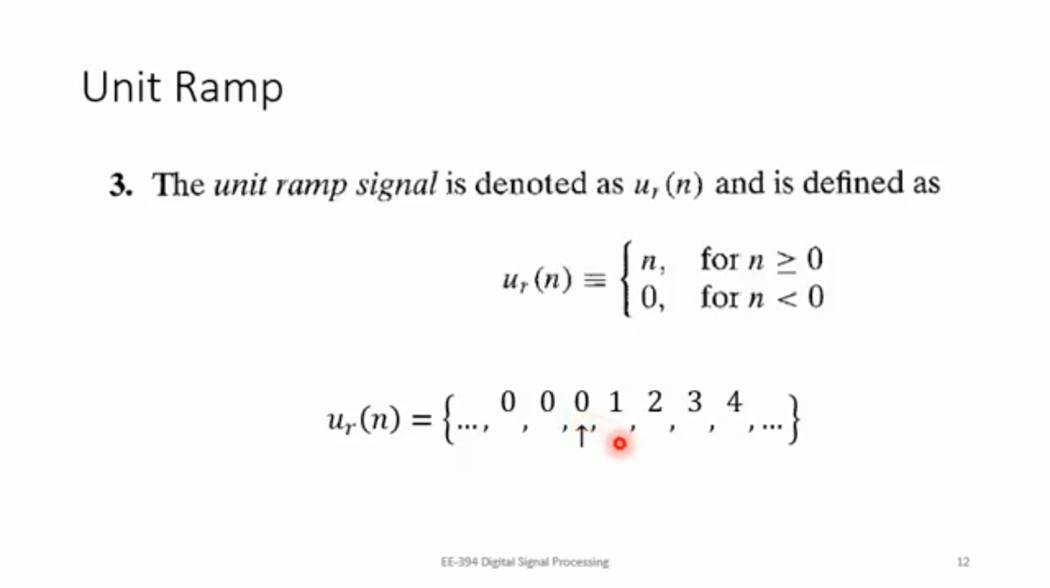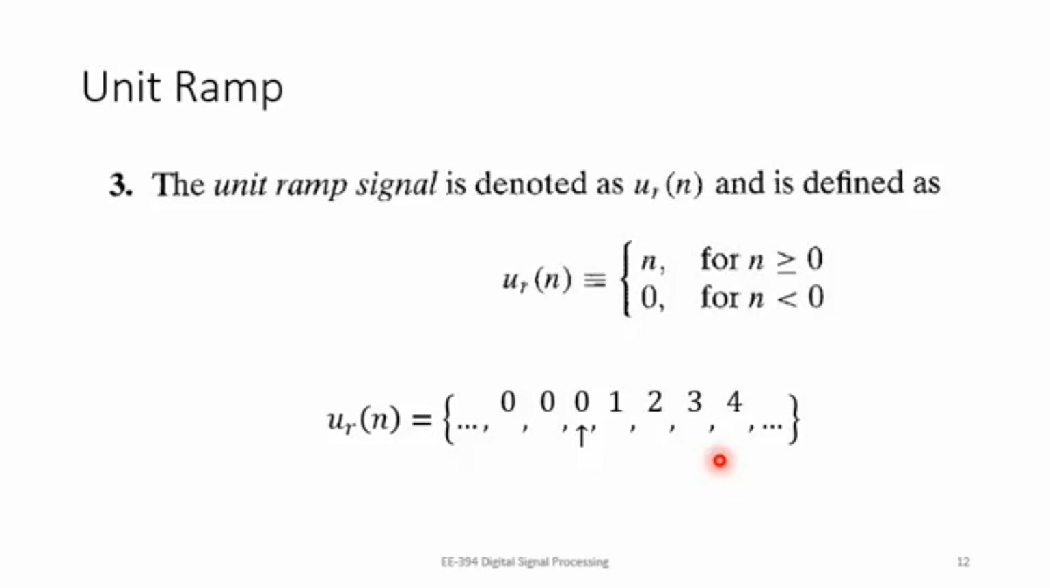When n is 1, the value of signal is 1. When n is 2, the value of signal is 2, 3, 4, and so on. So this is a unit ramp, and the word unit is there because the gradient which is formed from these values is 1. So 1 minus 0 is 1, 2 minus 1 is 1, 3 minus 2 is 1, 4 minus 3 is 1. So the slope which is forming out of this ramp signal is that of 1. That's why it is called a unit ramp signal.